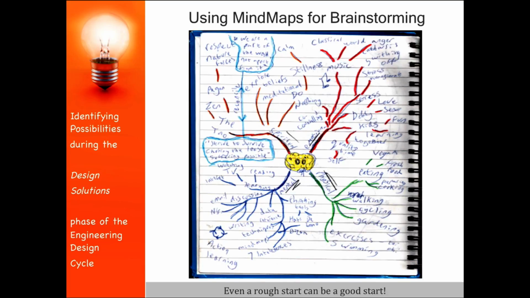Mind maps may start out as a very rough sketch, but can evolve into a more formal document later as the design team fills in the mind map, makes changes, reorganizes, and otherwise moves things around during the brainstorming process.